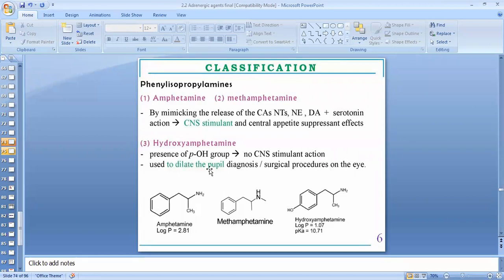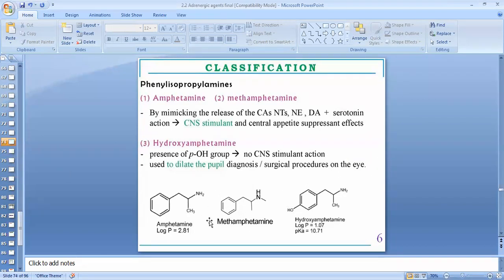They are used to dilate the pupils for diagnostic purposes or for surgical procedures on the eye. So these drug molecules are used to dilate the pupil for surgical purposes. If any operation on the pupil is to be done, and dilation of the pupil is needed, then this drug molecule is used for the dilation of the pupil for the surgical purpose.